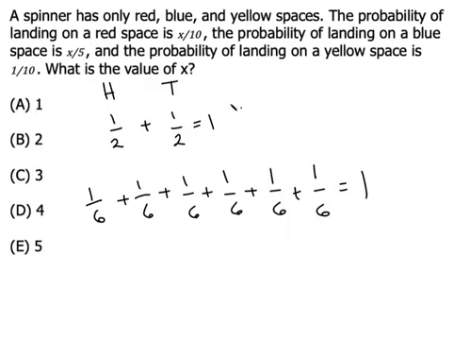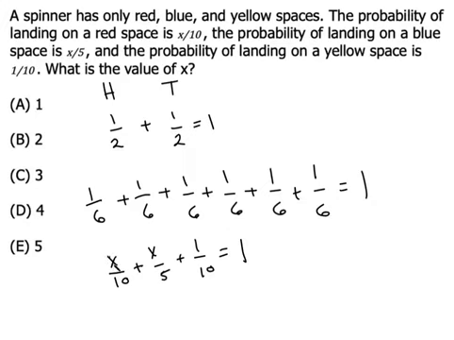And the same logic applies up here to this spinner. There are only 3 possible outcomes: red, blue, and yellow. So when I add up their probabilities, that should come out to 1. And I can create an equation from this. I can use the probabilities given here: x over 10 for red, plus x over 5 for blue, plus 1 over 10 for yellow. All of the possible outcomes add up to 1. So now I just need to solve for x.